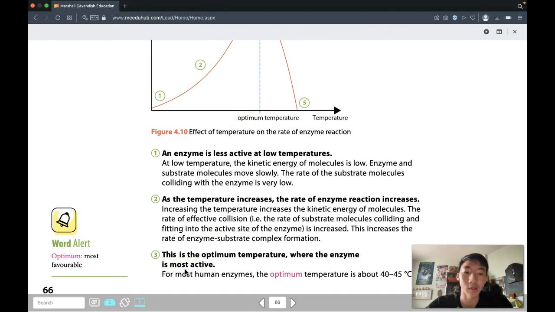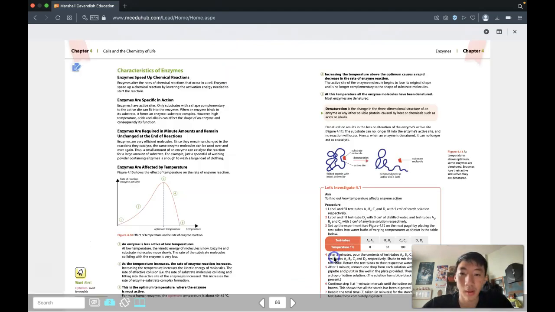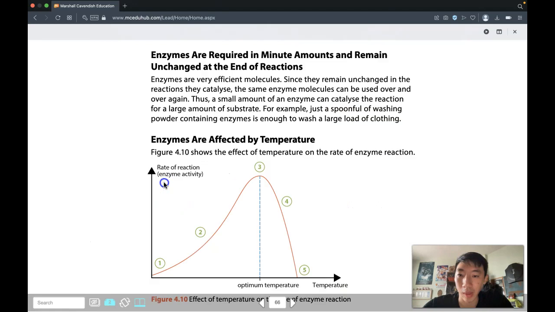Now humans have a body temperature, right? Our body temperature is about 37 or so. So our enzymes actually work best near to our body temperature, which is about 40. Just slightly above our body temperature. I would think 45 is just a little bit high. Maybe I'm wrong, maybe this person knows it better, but I would say 37 to 40 is the optimum temperature for humans. Alright, so that's the point at number 3.